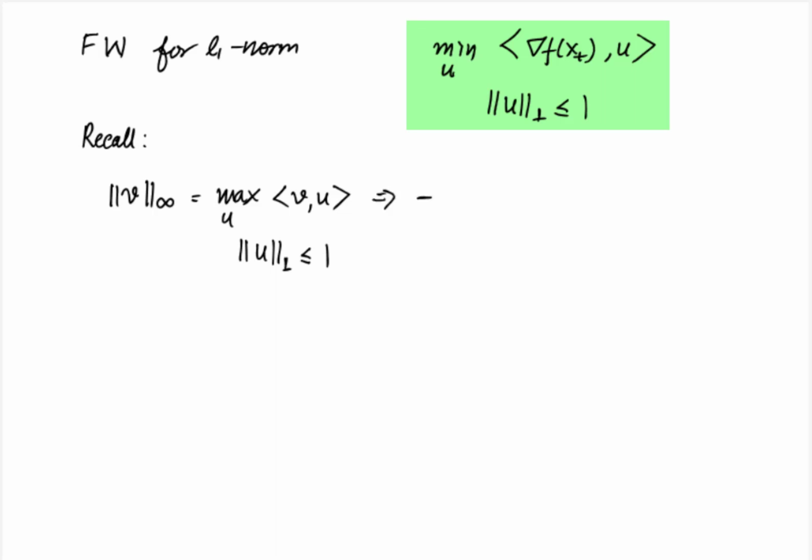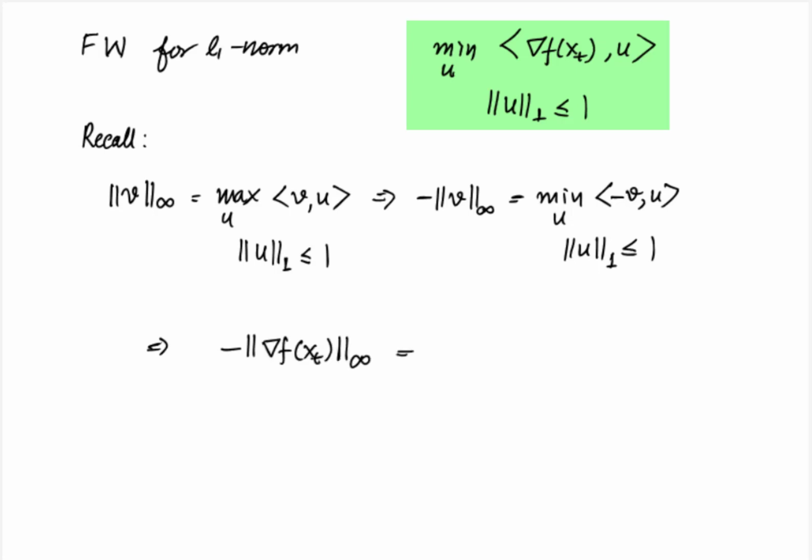Taking a minus sign on both sides, we get -||v||_∞ equals min over u of the inner product of -v with u, with ||u||_1 ≤ 1. And therefore the solution of the Frank-Wolfe update problem is given by -||gradient f(x_t)||_∞ equals min over u of the inner product of -gradient f(x_t) and u, subject to ||u||_1 ≤ 1. Now that we know the answer, we need to find the value of u that achieves this value. Any value of u is fine because it need not be unique.